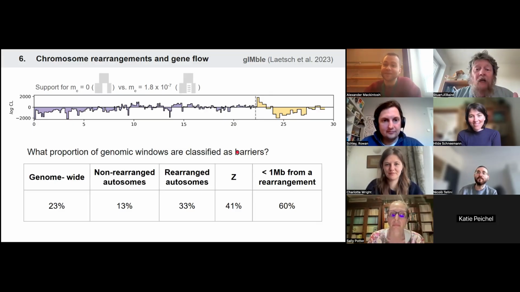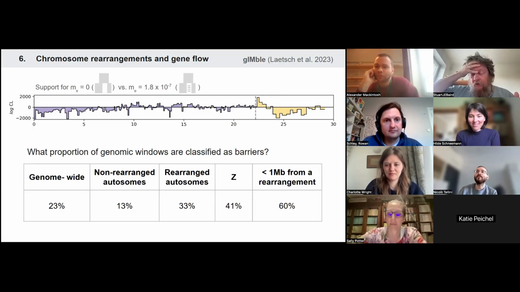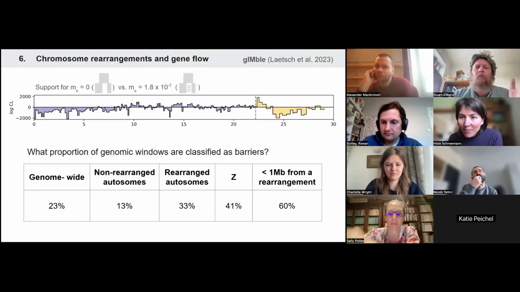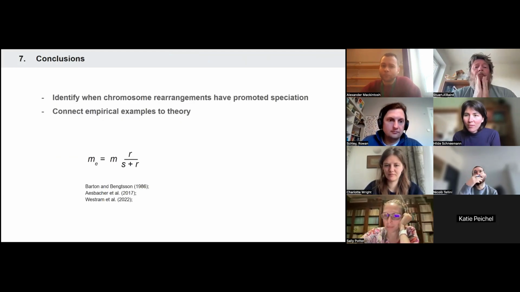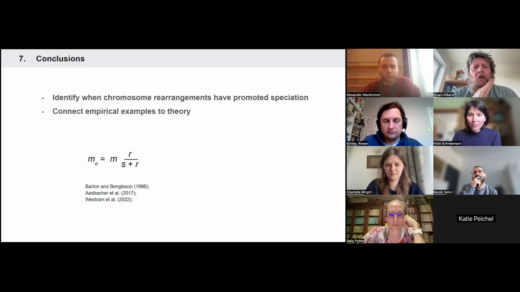But it's an interesting idea. I had the second question, which is also kind of bizarre. You just flicked to the Barton-Bengtsson slide, and do you think it's useful to think of the effective recombination rate?